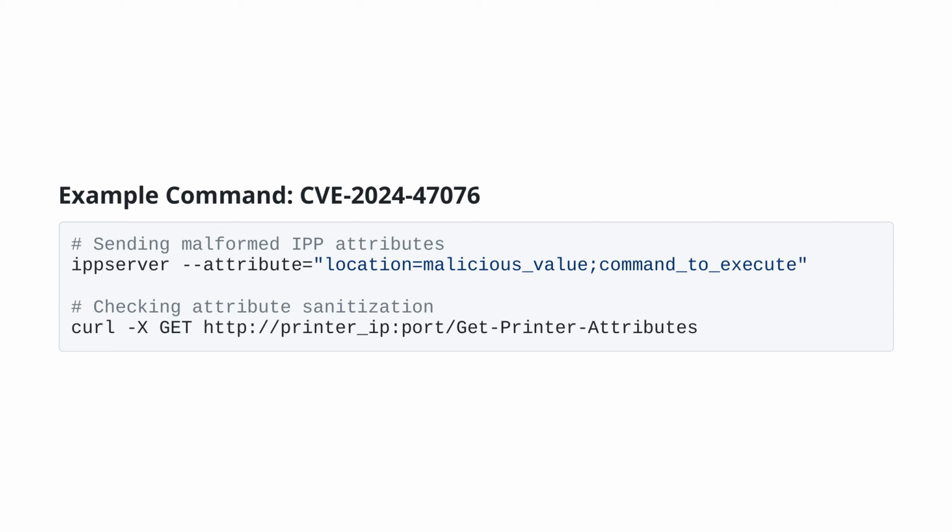Following this, we have a second command using curl. This command checks if the attributes have been properly sanitized by sending a GET request to the printer's IP and port, specifically to retrieve the printer attributes. This can help verify whether the exploit was successful in injecting controlled data into the CUPS system.